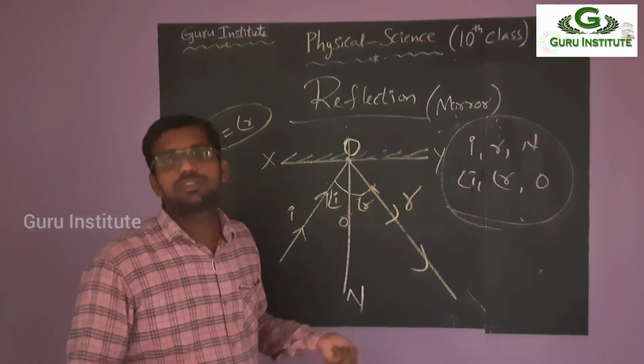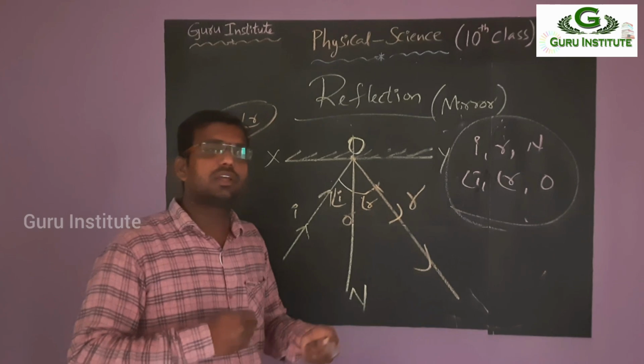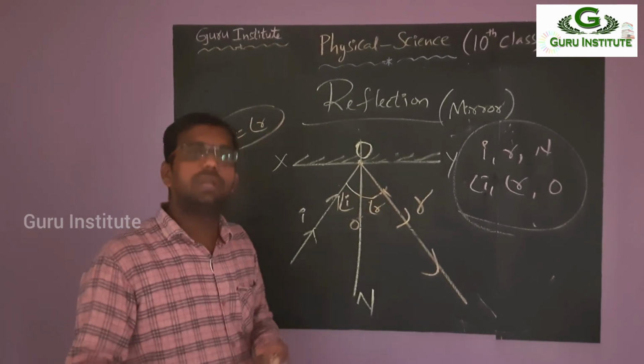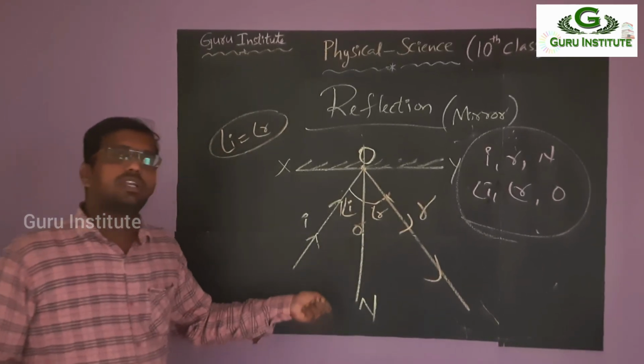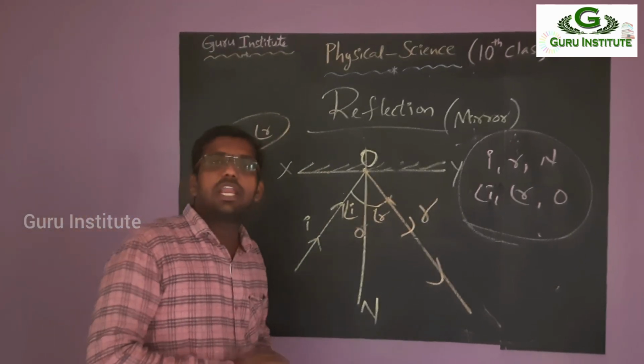Medium means what? That through which something is transmitted to others. That is called a medium. Here the medium we are using is air. But light doesn't require any medium to travel.